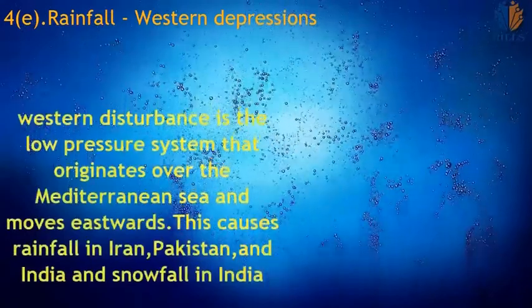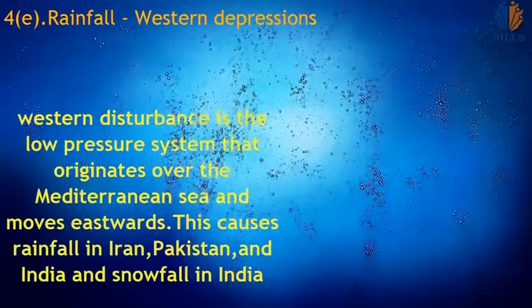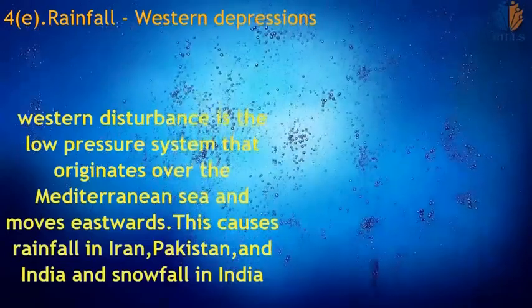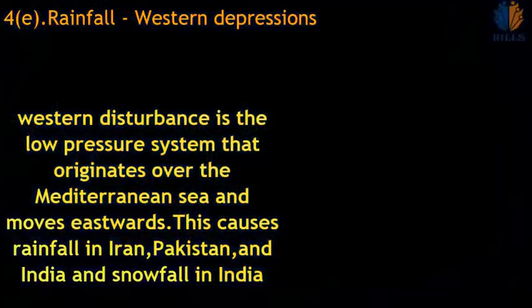A western disturbance is a low-pressure system that originates over the Mediterranean Sea and moves eastwards. This causes rainfall in Iran, Pakistan, and India, and snowfall in India.